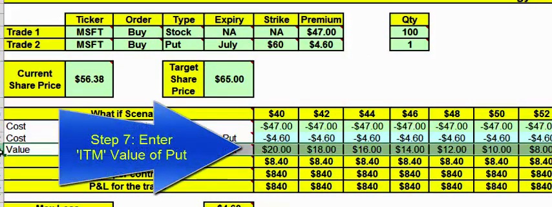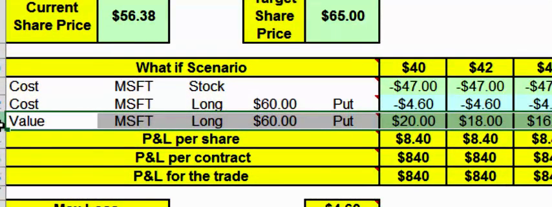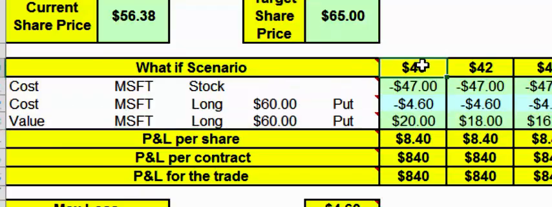But here's where we've got to enter some information down here, because we're now saying we're at expiry Friday and we want to put a value on the put option that we own. So if the share price is at $40, the value of that put option will be $20. It's in the money by $20. So why is it worth $20?